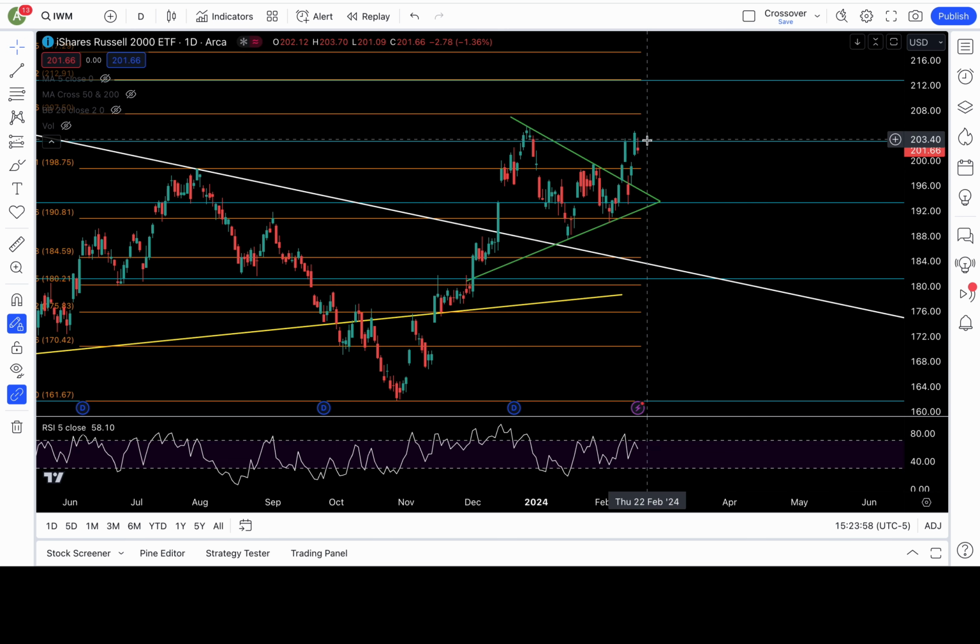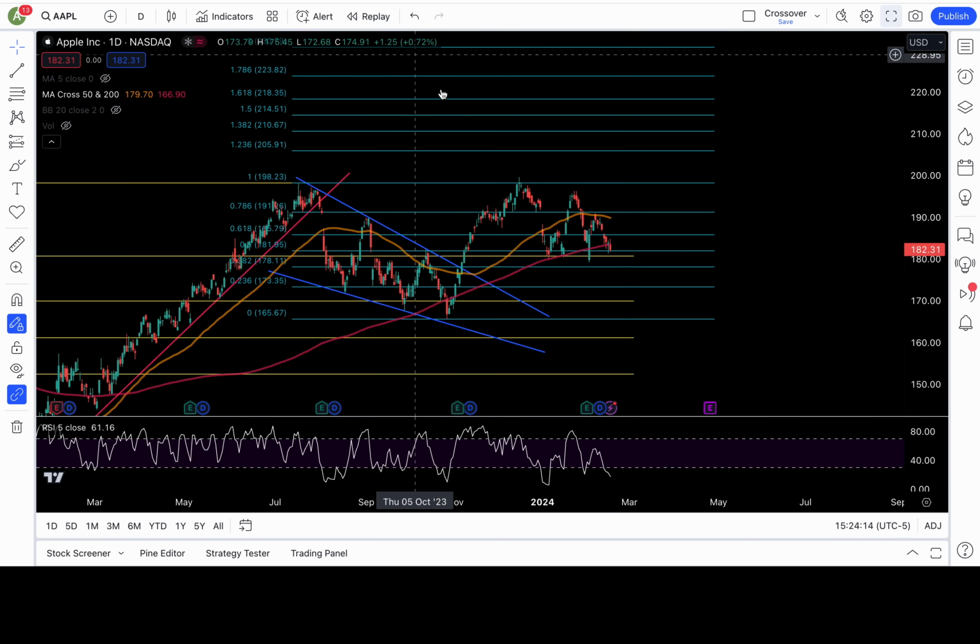Okay, look to long. Overall, as long as below 203, it would be bearish. Next support's at 200.7. If that level breaks down, bearish, guys. 198.7 or lower would be in play.